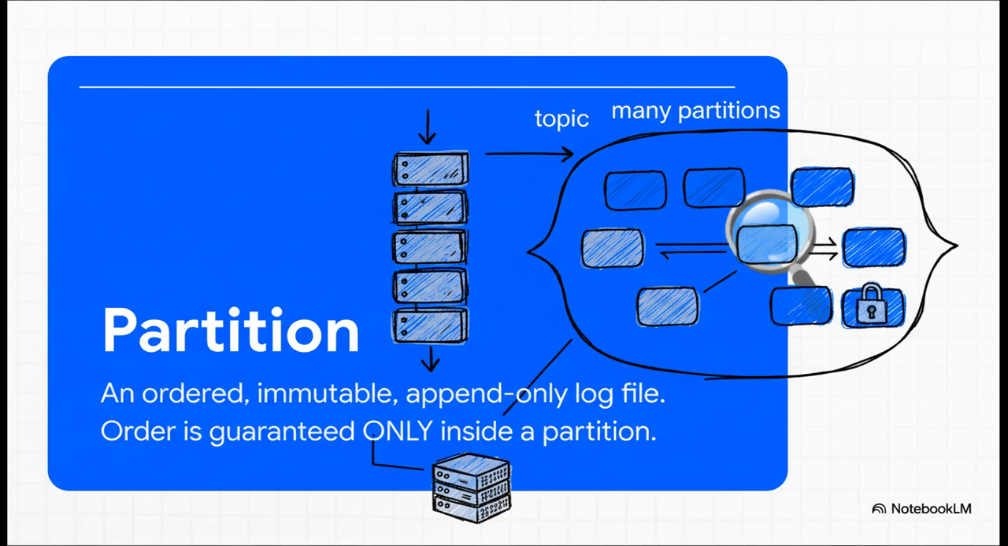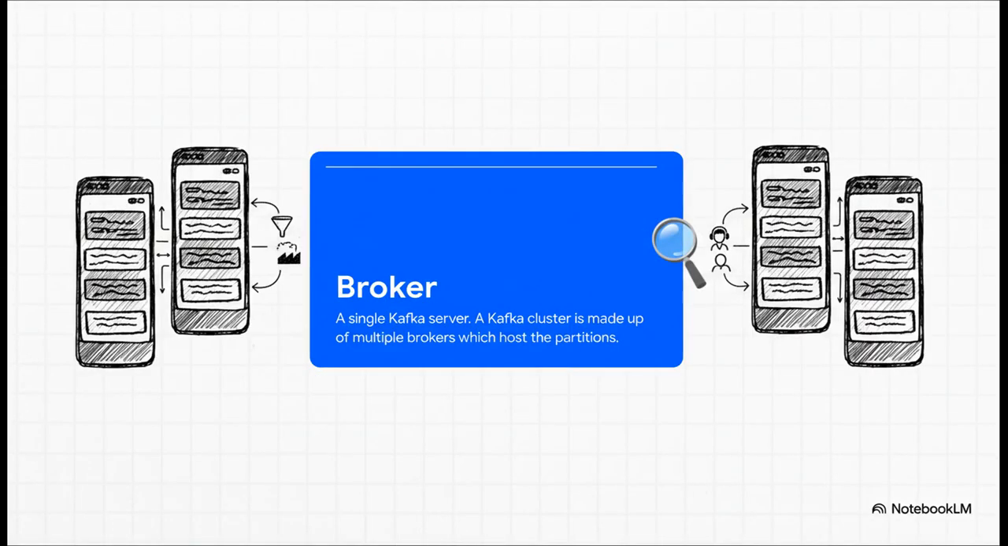All right, now for the partition. This is the real workhorse of Kafka. It's basically just the log file on a server where data gets written in order. This is the true unit of parallelism, and this is the boundary where order is strictly 100% guaranteed. Our one topic is made up of many of these partitions. And a broker? Even easier. A broker is just a server. It's one of the machines in your Kafka cluster. That's all it is. These brokers are the computers that actually host all those partitions we just talked about.